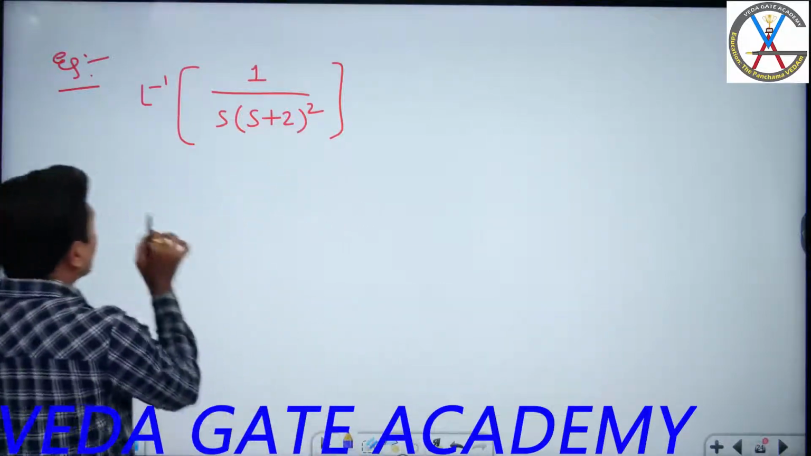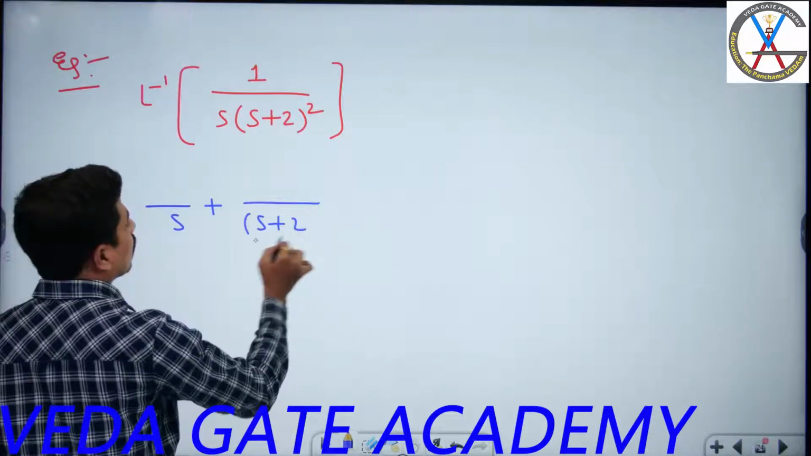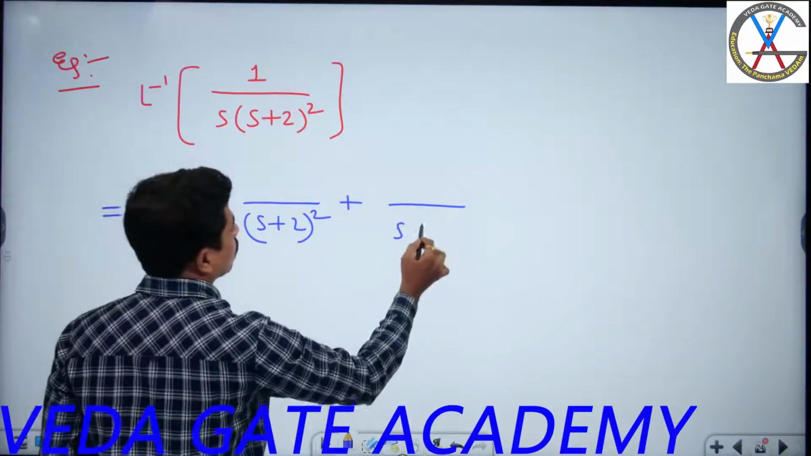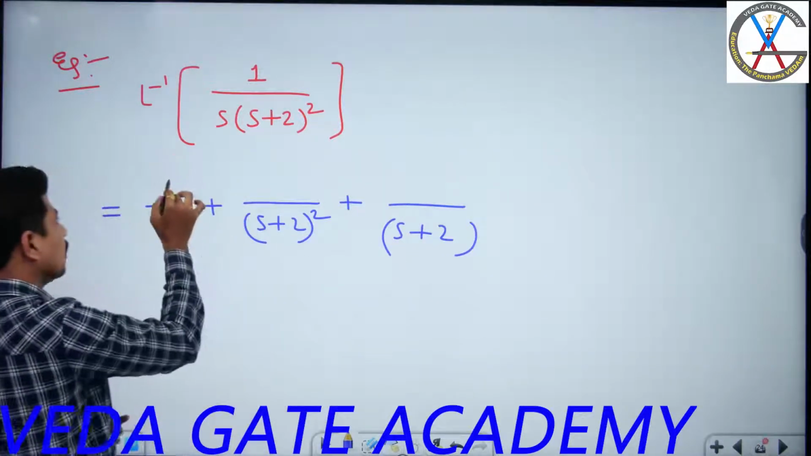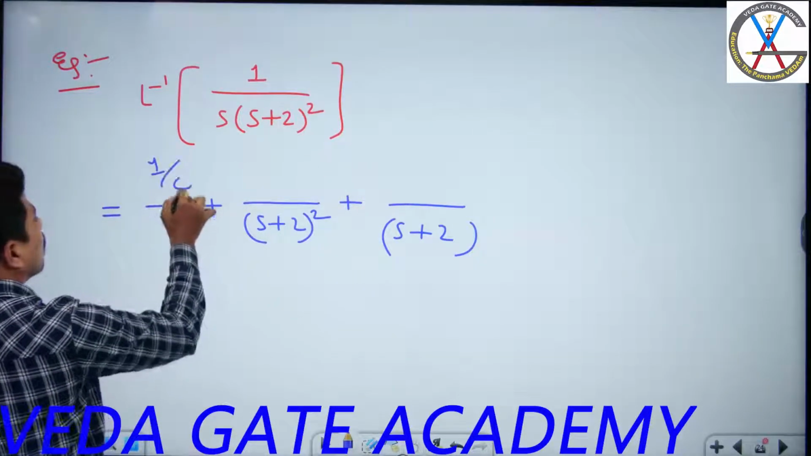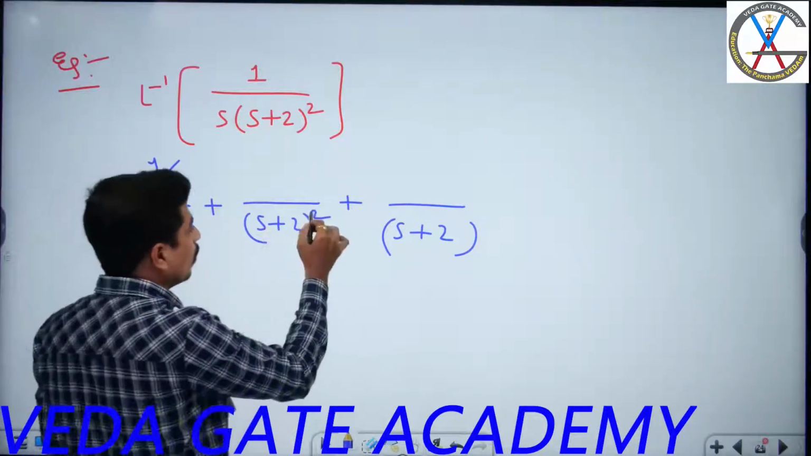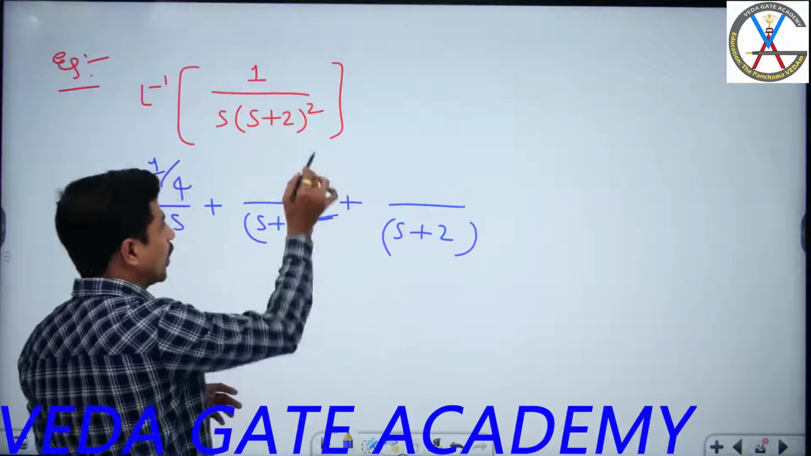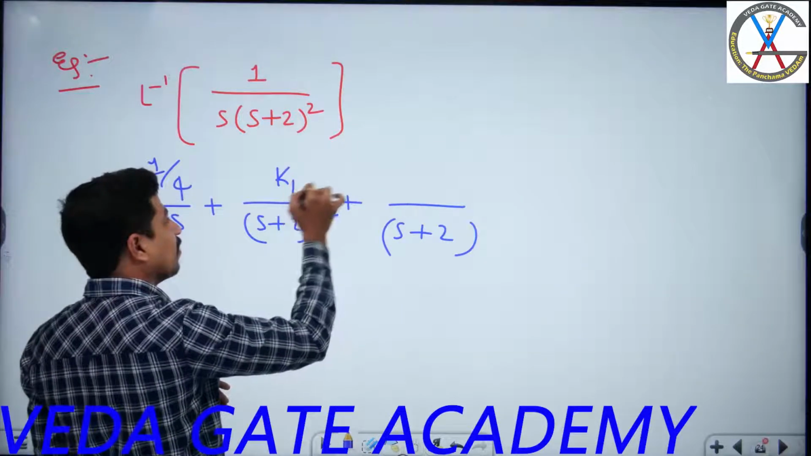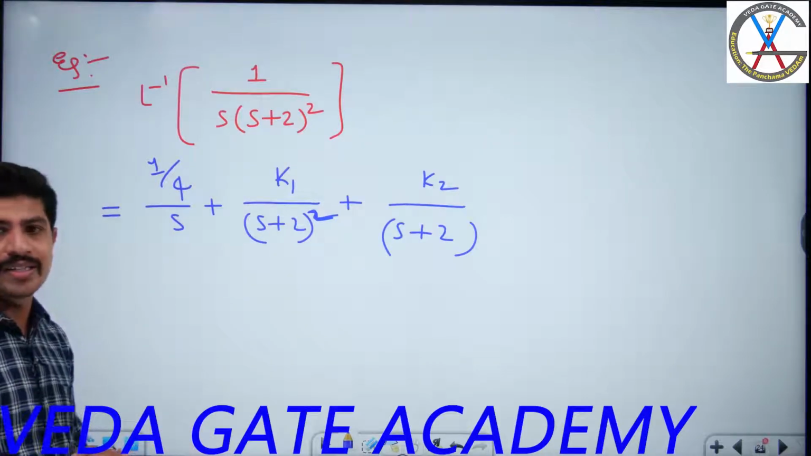Let's see. First, the expansion will be the same. The expansion we have to write in this way: 1 by s plus 2 whole square plus s plus 2. This one we can get directly, as previously: for s equal to 0, if you substitute, you are going to get 1 by 4. Now, how to get the repeated function numerators? Let's take this one as k1 and that one as k2.